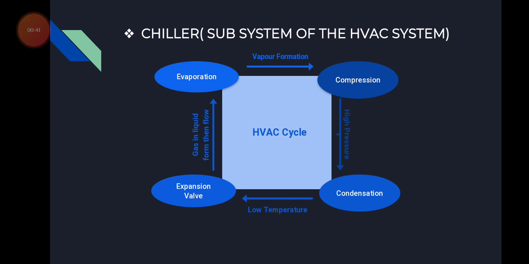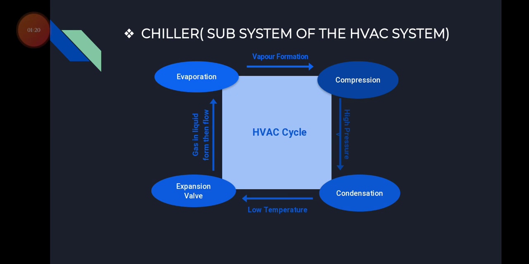Its cycle consists of different stages like compression, condensation, expansion valve and evaporation. First occurs the compression. At the compression, gas is compressed at high pressure and then goes to the condenser. In the condenser, condensation occurs at low temperature and then it goes to the expansion valve. Gas in liquid form goes through the expansion valve, and then it goes to the evaporator. In the evaporator, vapor formation occurs and then it again goes to the compressor and the compression occurs. So this cycle repeats again and again.